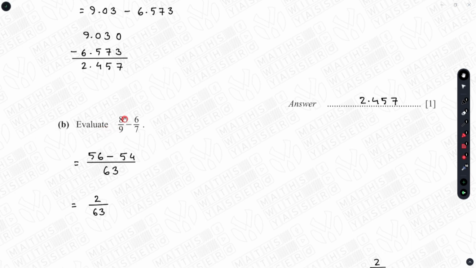Then we need to evaluate 8 over 9 minus 6 over 7. So the LCM for 9 and 7 will be 63, and 8 sevens are 56 minus 6 nines are 54. So that will give us 2 over 63.